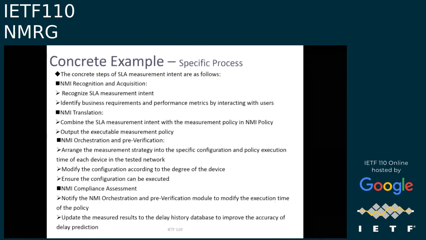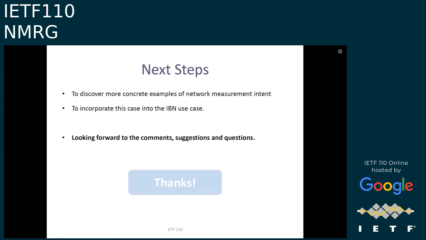Okay. Thank you. And this is the SLA performance with measurement with the NMI concrete stamps. And the next slide, please. So next steps, we will discover more concrete examples of the network measurement intent, and we want to incorporate this case into the IBN use case. And looking forward to your components, suggestions, or any questions.